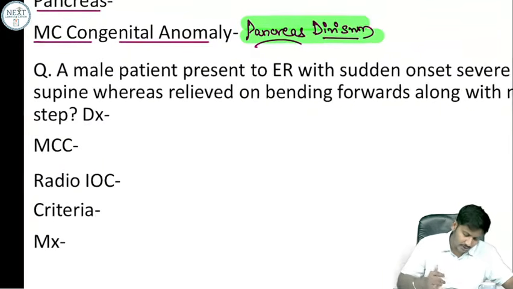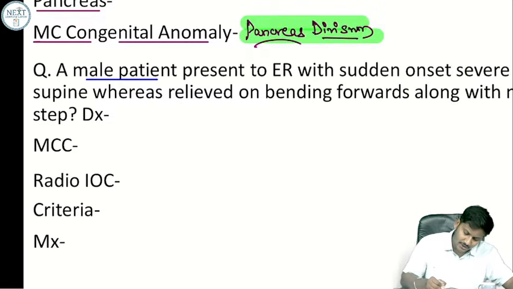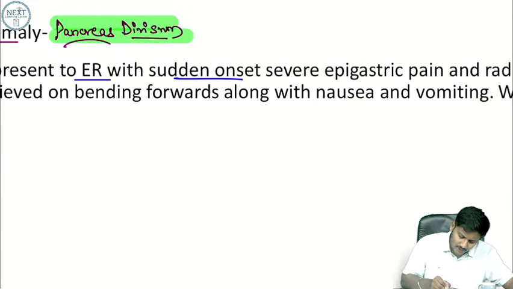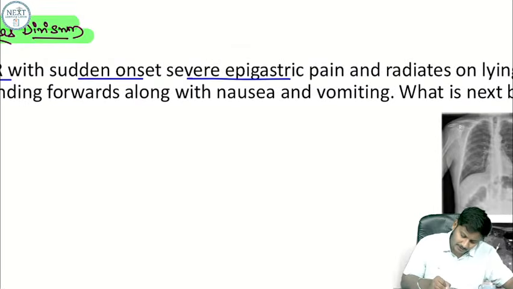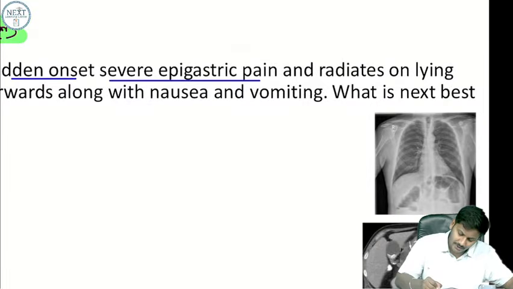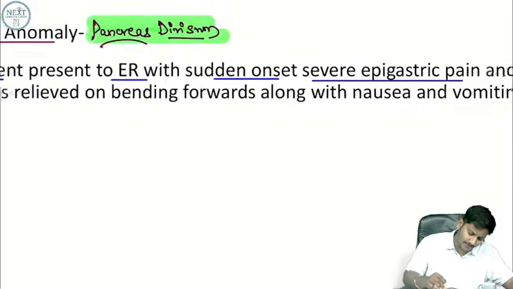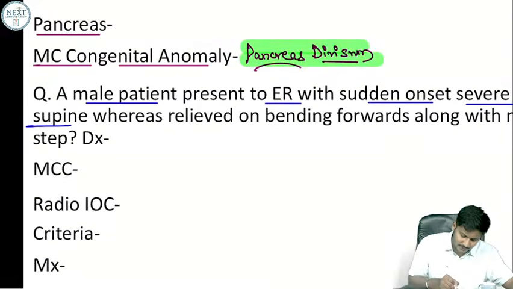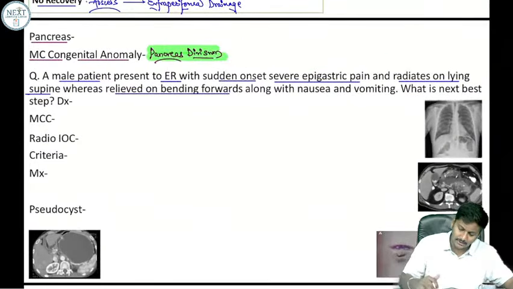Yes, very good. Now here we have a question which states: a male patient presents to the emergency room with a sudden onset severe epigastric pain. That epigastric pain radiates to the back, worsens on lying supine, whereas it is relieved on bending forward. So this is a very classical presentation.